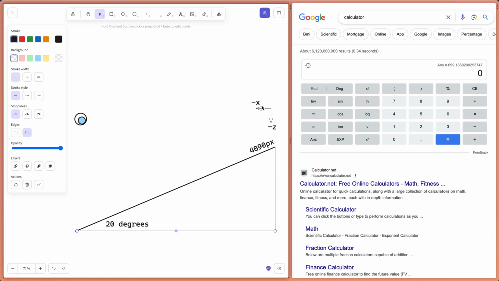And then I've got a coordinate system. So negative X is in this direction and negative Z is in this direction. So what we want to achieve with our animation is that we want to take the image and translate it in the negative X direction and in the negative Z direction at the same time so that it looks like it's sliding through to our eyeball.